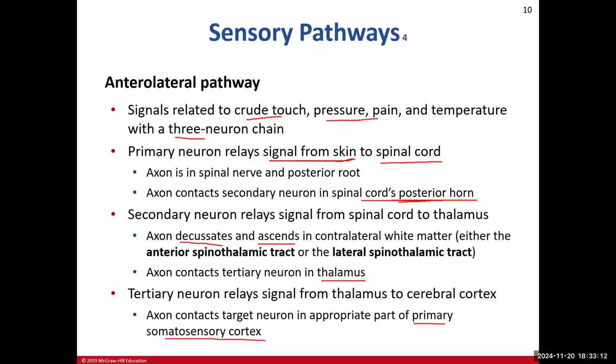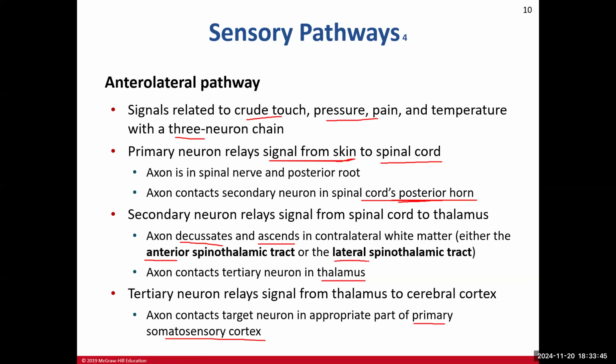So you can kind of see a pattern. Some of the things that change are where the primary sensory neuron is going to synapse onto the secondary sensory neuron. We saw for the medial lemniscal pathway, that synapsing occurred in the brainstem. For our anterior lateral pathway, this synapsing is going to occur in the spinal cord. And then it can take two routes. It can either take the front route or the side route. And I'll show you here.